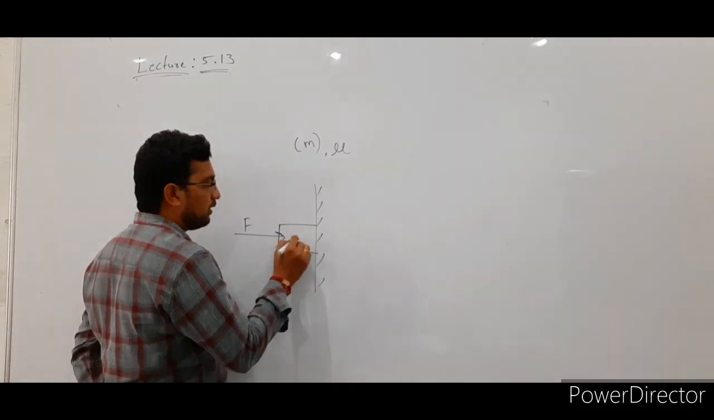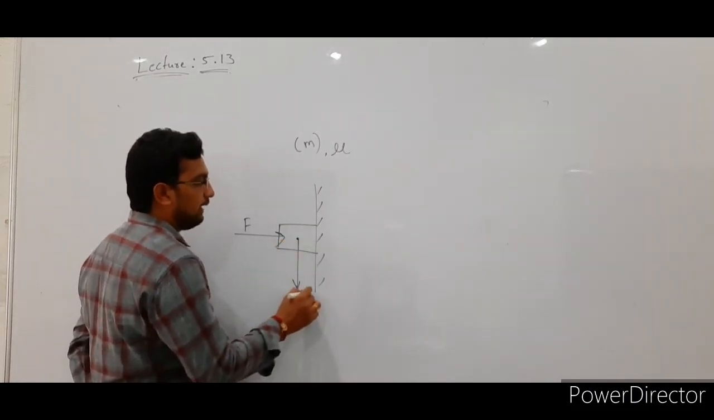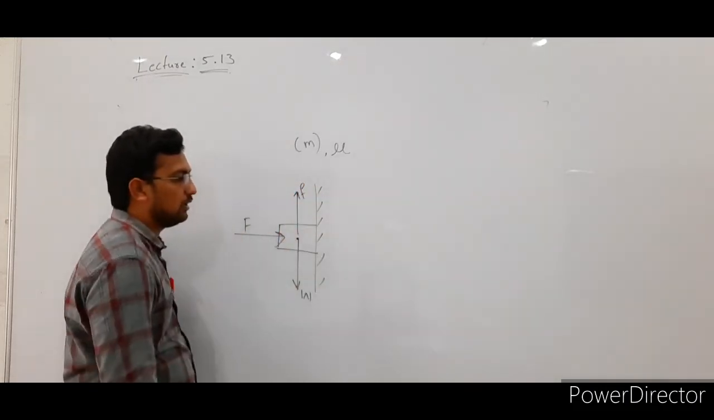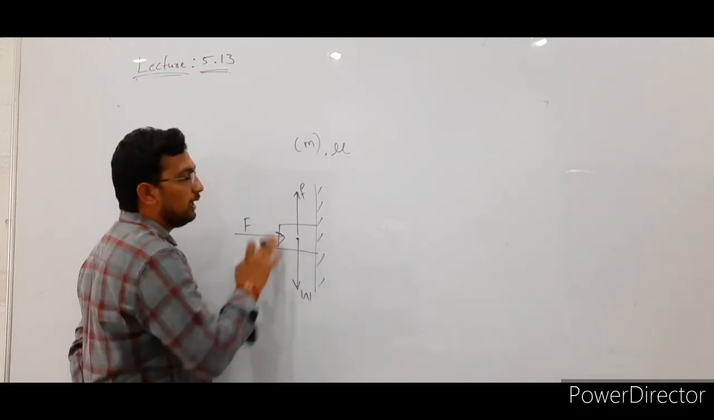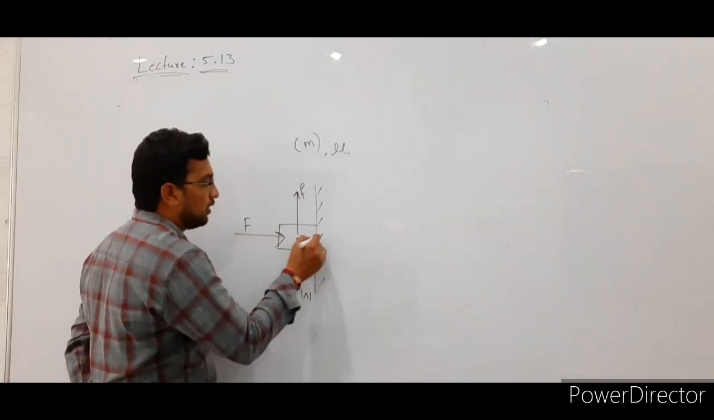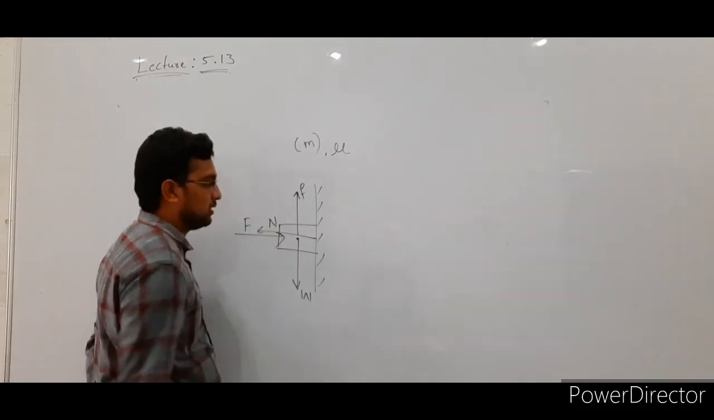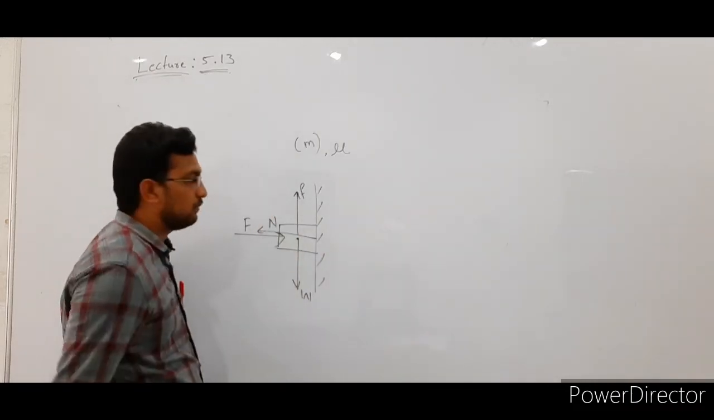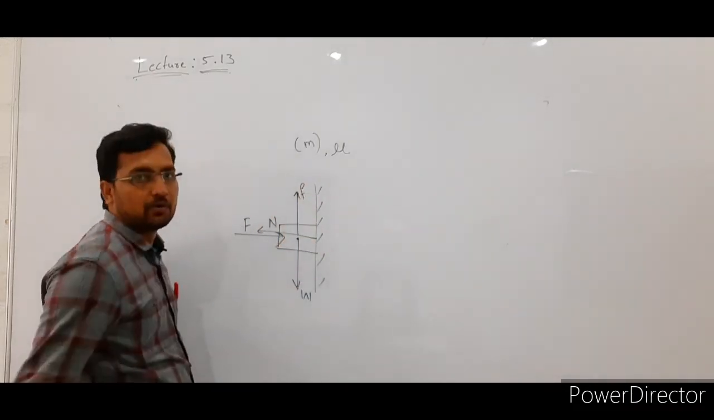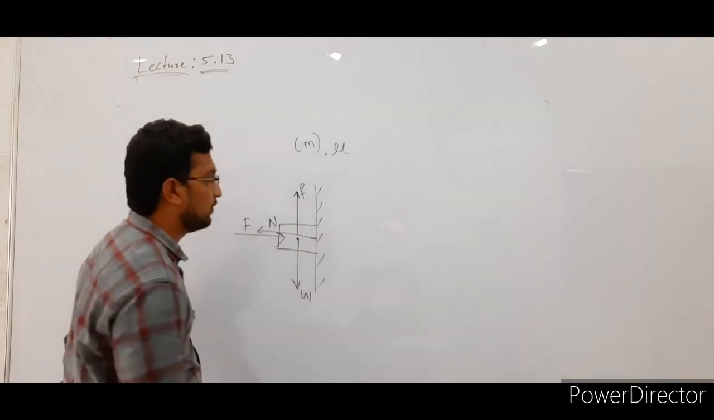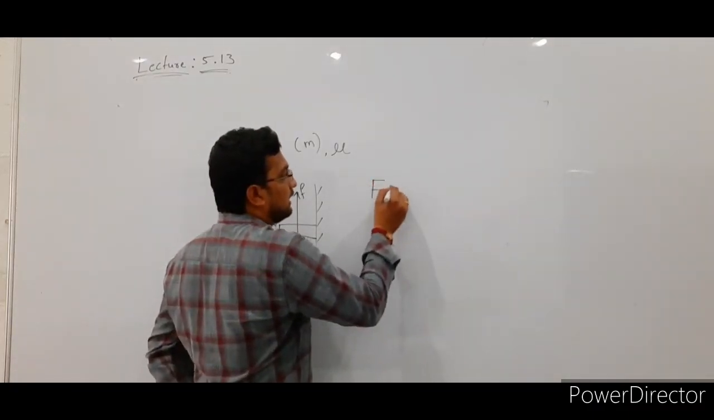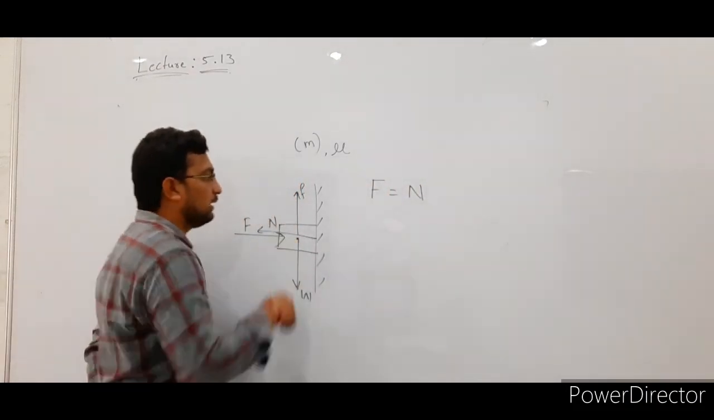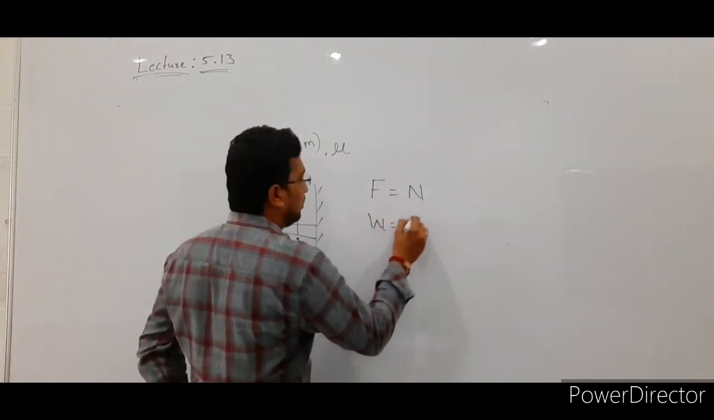In this case, the weight of the block is acting in the downward direction, and the friction force is acting in the upward direction, and here we are applying some external force on this block in this direction to keep the body under equilibrium. At the same time, the normal reaction is acting in this direction. So here the system is under equilibrium. Then this force is balanced by this force, and this force is balanced by this force. So the external force is equal to the normal reaction, and the weight is equal to the friction force.